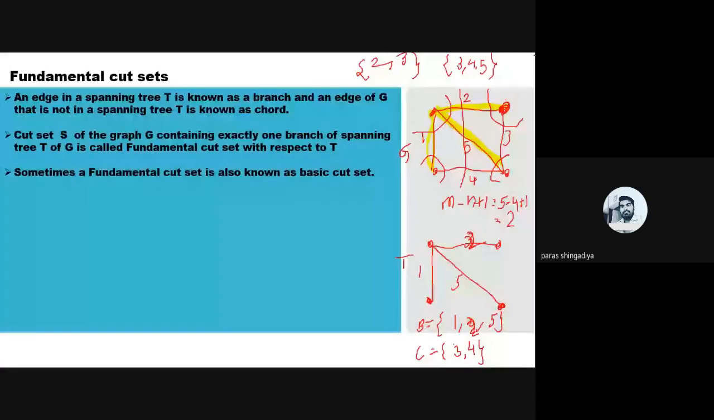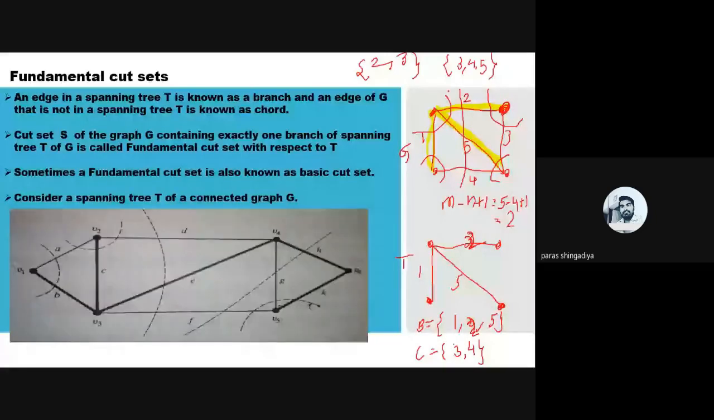Okay, so let's consider one graph here and derive all possible fundamental cut sets. Let us consider this graph here. What is the first step? To derive its spanning tree. How can we derive the spanning tree of any graph? First you have to check the circuit rank: how many edges you need to delete to make the graph into a tree.